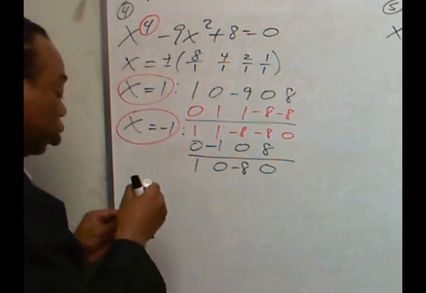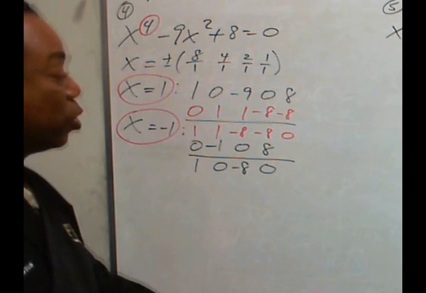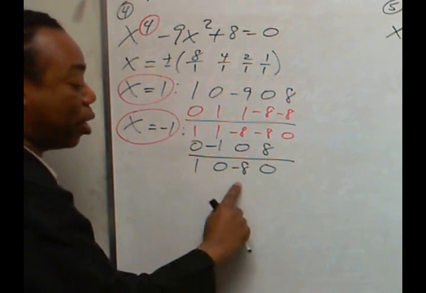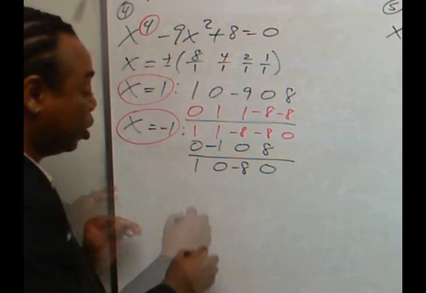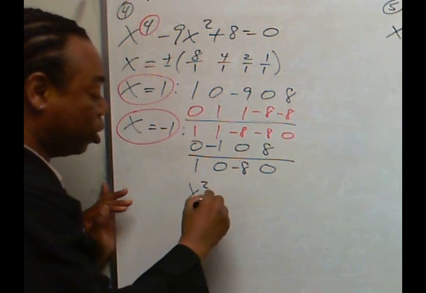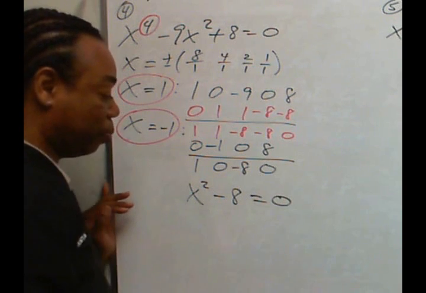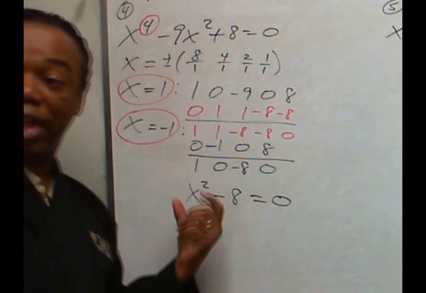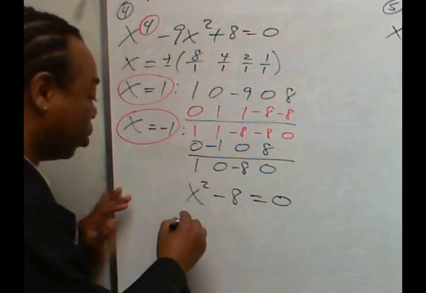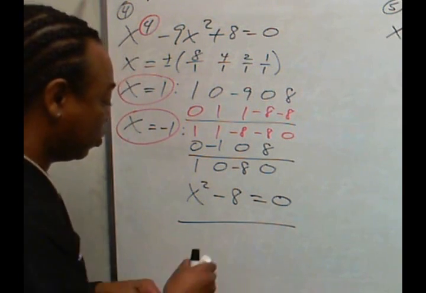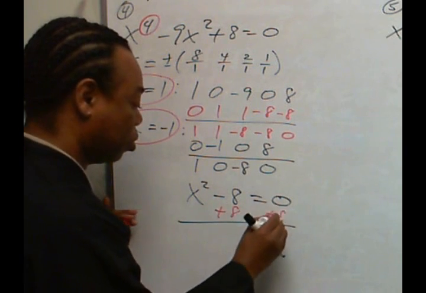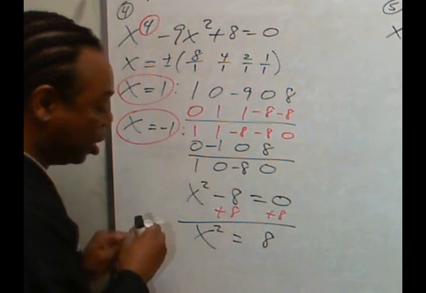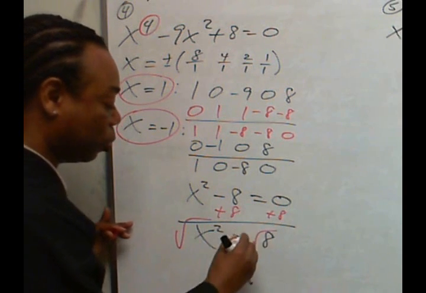So now I have 2 solutions. And since I used synthetic division twice on a 4th degree polynomial, this final polynomial is down to a quadratic. This is 1x squared minus 8 equals 0. And I can use other methods to solve this quadratic to get the last 2 solutions. So what I'm going to do is add 8 to both sides, and we'll get x squared equals 8. Then I'll take the square root of both sides using plus and minus.